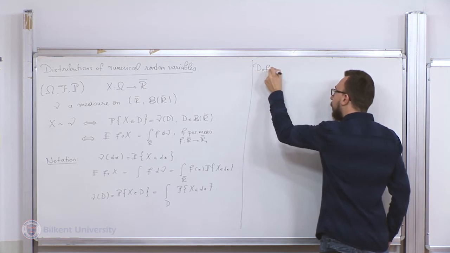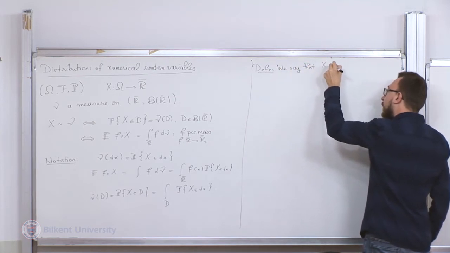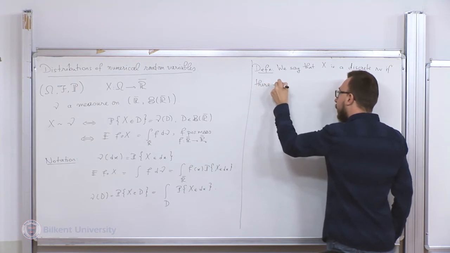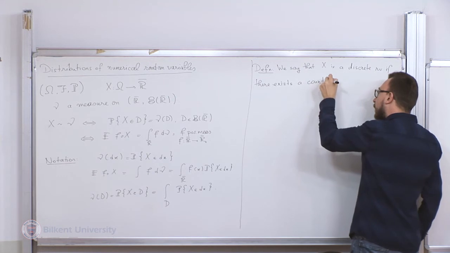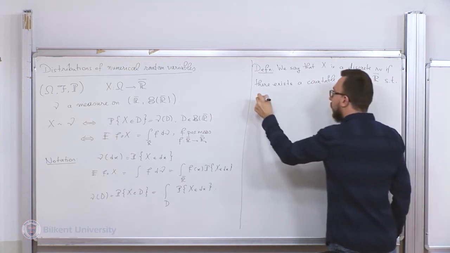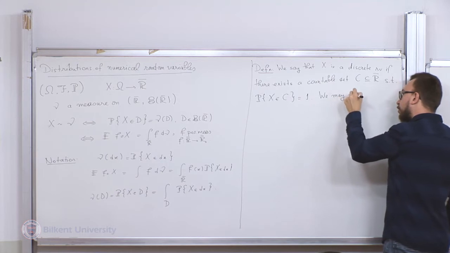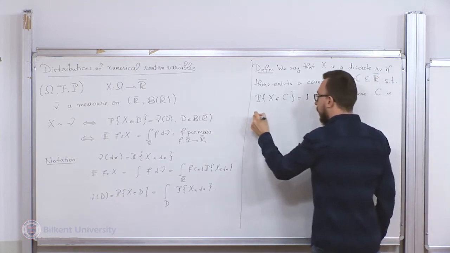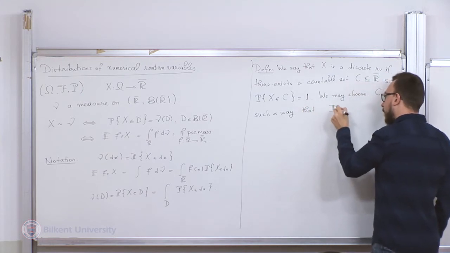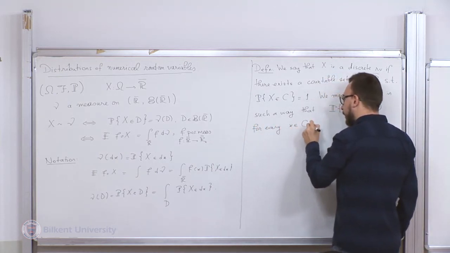So definition. We say that X is a discrete random variable if there exists a countable set C such that the probability that X takes values in C is 1. We may choose C in such a way that the probability that X equals x is strictly positive for every x in C. Okay?